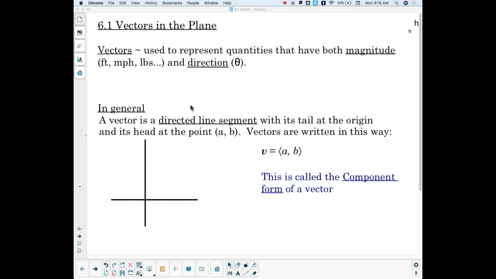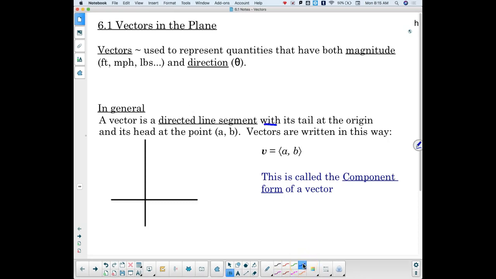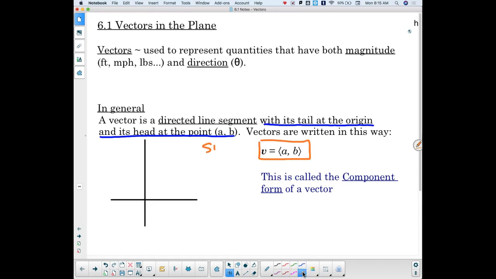So a vector is a directed line segment with its tail at the origin and head at the point (a, b). This is called the standard form of a vector. We write it with v, we usually use v for vector, equals <a, b>. It looks like a coordinate, but instead of using parentheses, we use symbols that look a little like less than and greater than signs. That's how you know it's a vector and not a coordinate.